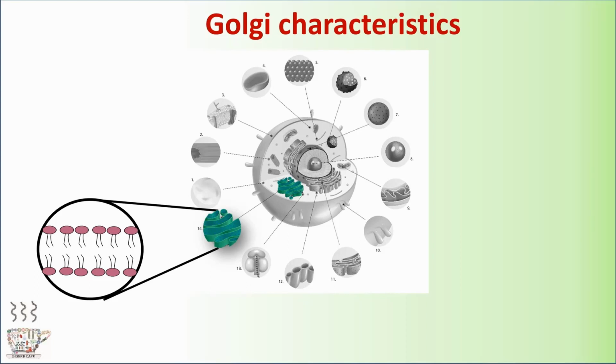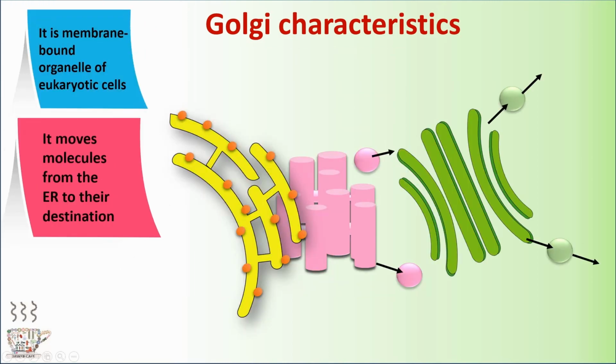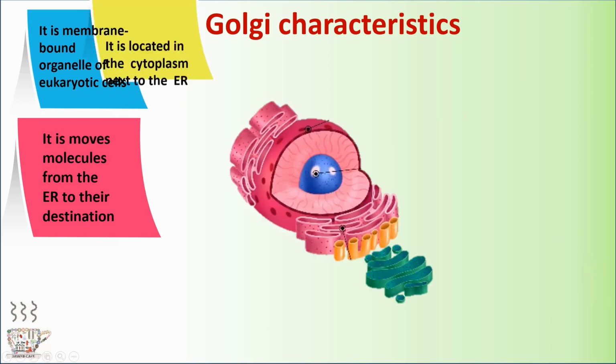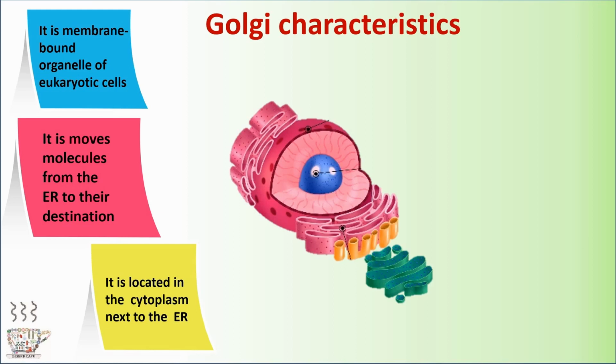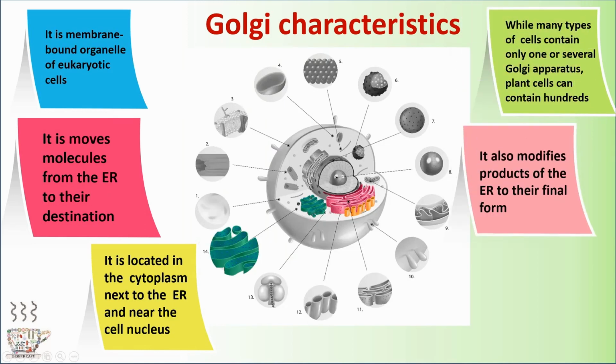Golgi characteristics: It is a membrane-bound organelle of eukaryotic cells. It moves molecules from the ER to their destination. It is located in the cytoplasm next to the ER. While many types of cell contain only one or several Golgi apparatus, plant cells can contain hundreds. It also modifies products of the ER to their final form.